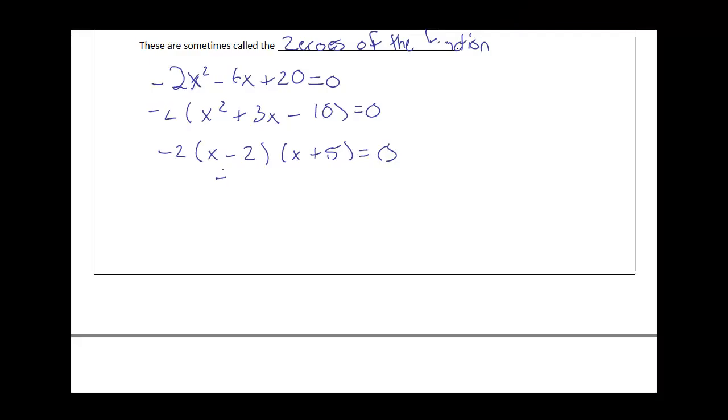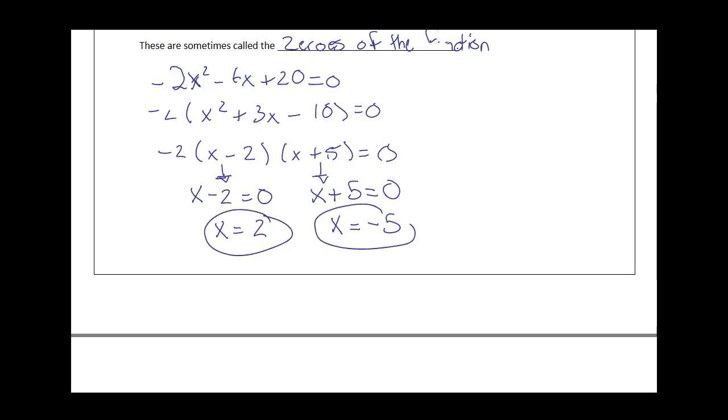Okay, now we can go ahead and set each of these equal to 0 to solve for x. And we're going to get x minus 2 equals 0 with x equaling 2, and x plus 5 equals 0 with x equaling negative 5. Now these two values of x are our zeros of the function, or our x-intercepts.